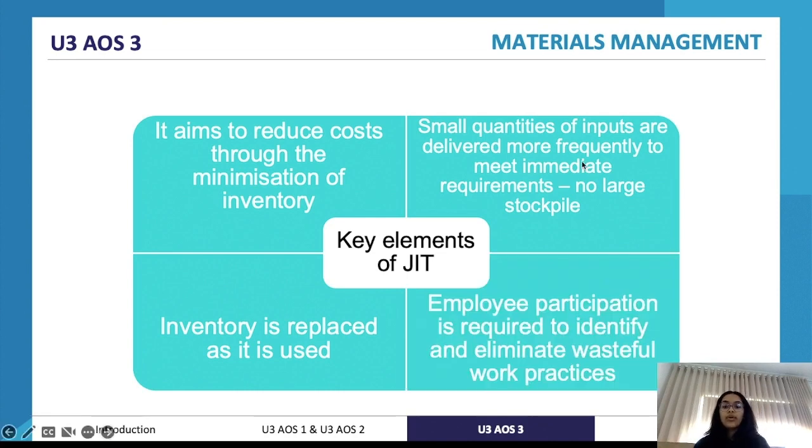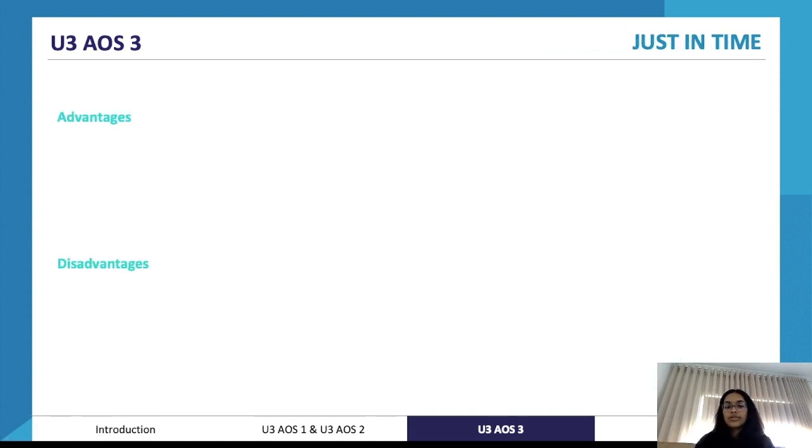And so small quantities of inputs are delivered more frequently to meet immediate requirements so that there's no large stockpile, no resources just sitting in inventory doing nothing. They're literally arriving, and as they arrive, they're used in production. That means that inventory is replaced as it's used, and employee participation is required to identify and eliminate wasteful work practices. So the business would then encourage employee participation to consider their inputs and how they feel.